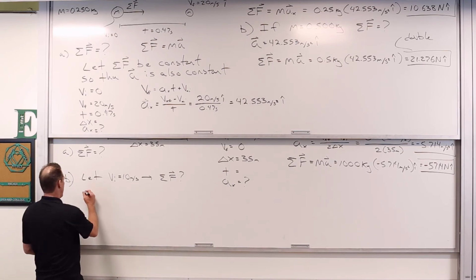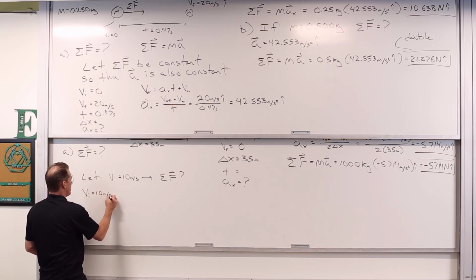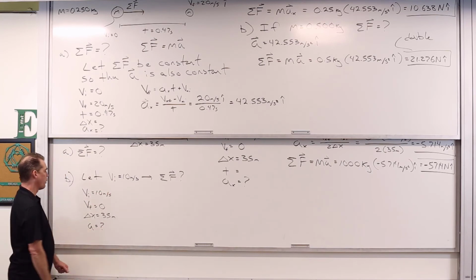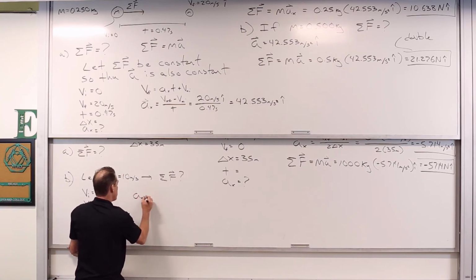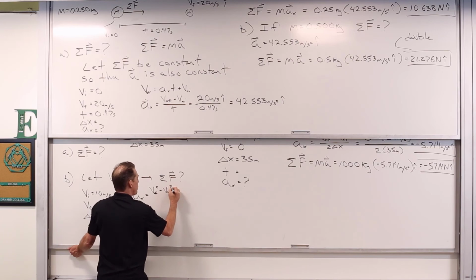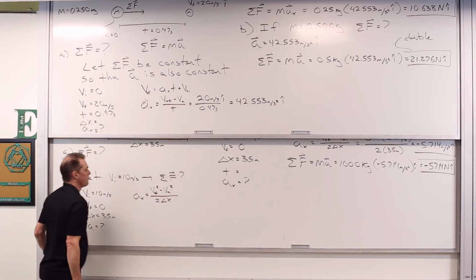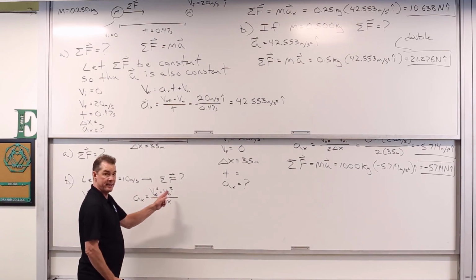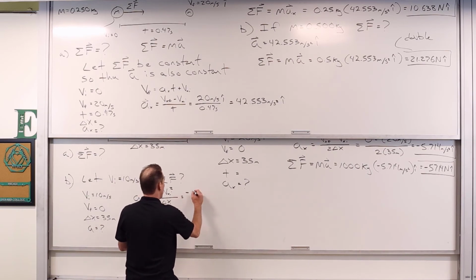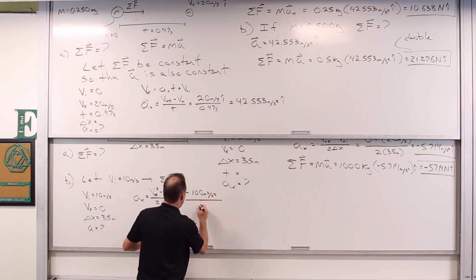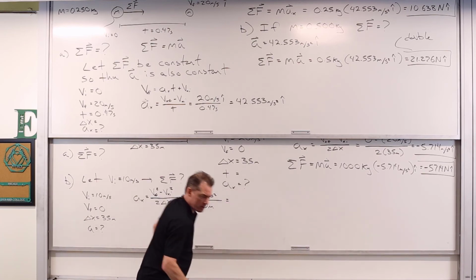Well, it's the same procedure, right? We've got a v initial now equal to 10 meters per second, a v final equal to 0, delta x equal to 35 meters. We want to know what the acceleration is so that we can figure out what the net force is. And from before, the acceleration will be equal to Vx final squared minus Vx initial squared, divided by 2 delta x. So in this case, Vx final is 0, Vx initial is 10, so we've got 0 minus 10 squared, which is negative 100 meters squared per second squared, divided by 70 meters.